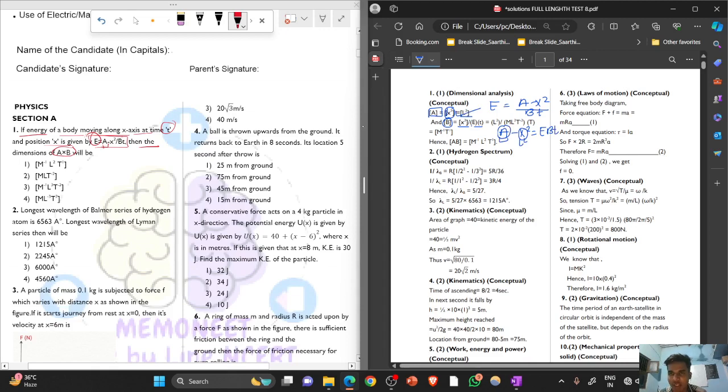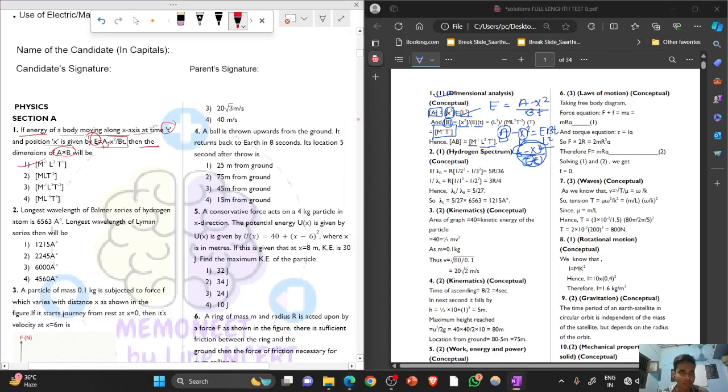Now we need to find the dimension of B. We can find the dimension of B as equal to A minus x squared upon E into T. From here you can easily get the dimension of B: on the upside it's L squared and below is the dimension of energy, then the dimension of time. Now after multiplying the dimension of A and the dimension of B, you get the value M to the power minus 1, L squared, T to the power 1. So your correct option will be option number 1. That is this question's answer. Now moving to the next question.